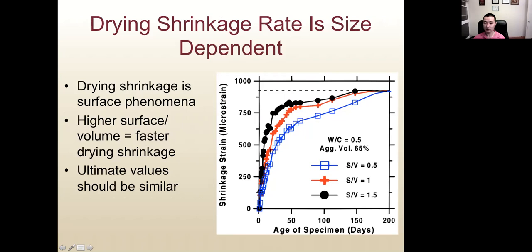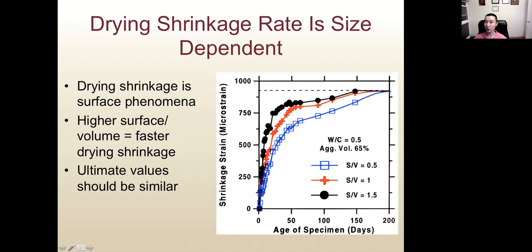Here it shows shrinkage for different specimens. The water cement ratio is the same. The volume of aggregate is also the same. The only difference for these specimens is S to V, which is the ratio of the surface of the specimen to the volume of the specimen. Remember, dry shrinkage is caused by evaporation of water to the air. So the more surface, the easier it is for concrete to dry. As we can see here, the higher the surface to volume ratio, the faster the dry shrinkage.